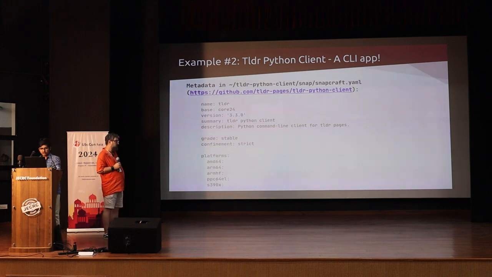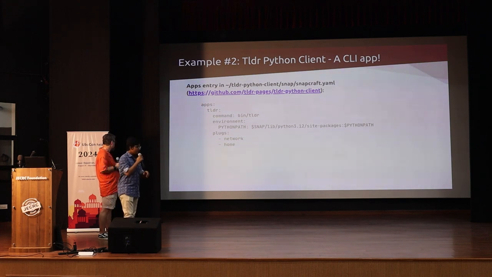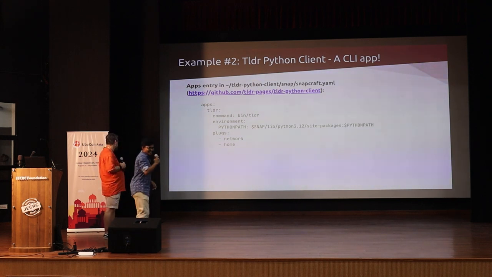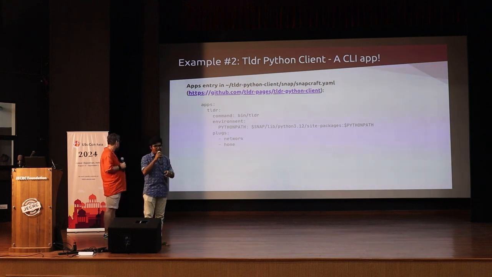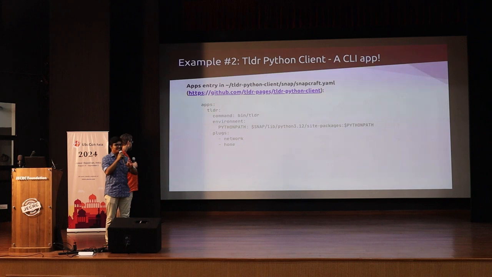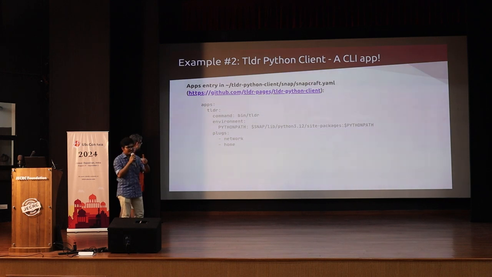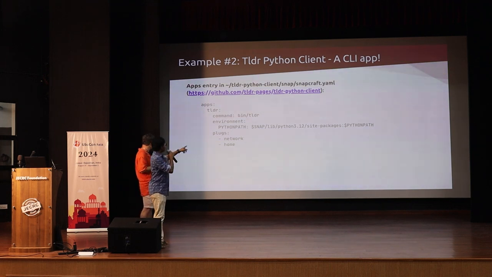And then we come to the apps part. Because this is a Python app, it has the main binary file, the executable, in the relative path of /bin/tldr. And this environment is a very important thing while using Python packages, because if you somehow mess this up, it will give you a very classic error, module not found. So we need to set the Python path to the snap's relative path, that is /lib. It can vary from people to people, but this example will have it here. So it's lib, and then python3.2.